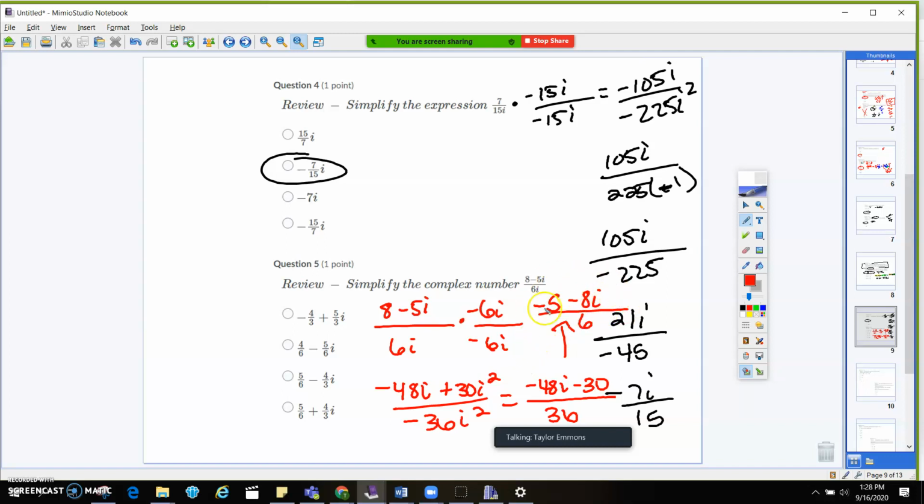You notice how my answer choices don't look like this, okay? If we break these into two different fractions, I'm going to have negative 5/6, and if we have 8 and 6, both of them are divisible by 2. So that's going to give me 4/3 i. But again, my answer choices don't look like this. Well, I can pull out a negative out of both of these and make them both positive.